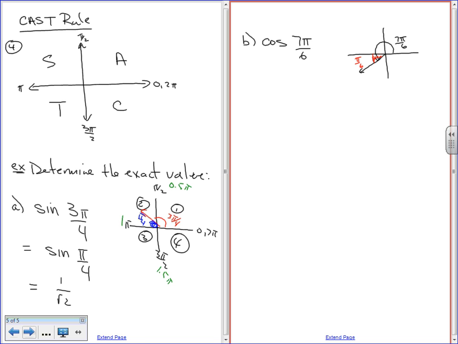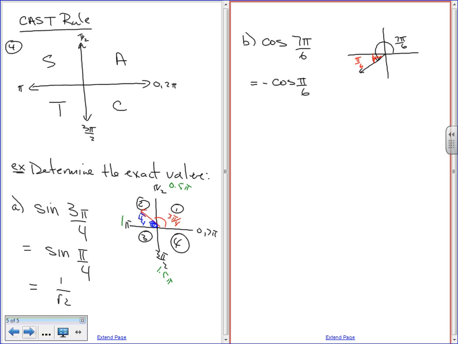Always. Okay. So the cosine of 7 pi over 6 is the exact same thing as the cosine of pi over 6. Positive or negative? Negative, because the only thing that's positive down there is the tangent and the cotangent ratios. Okay, so we've used the related angles, right?